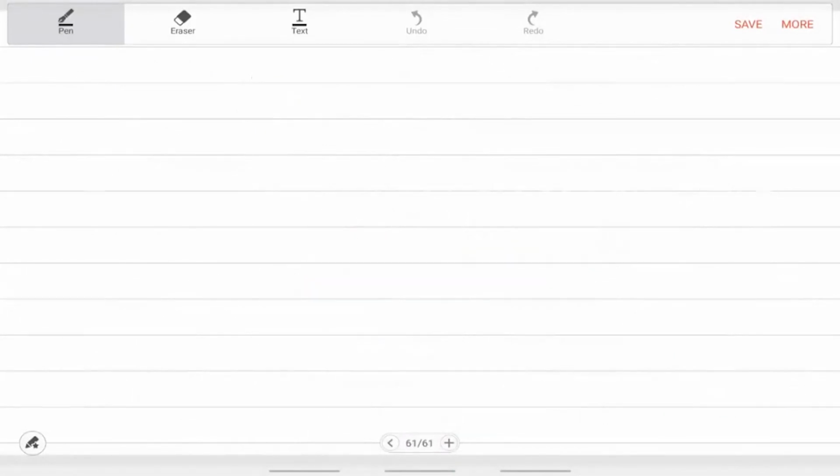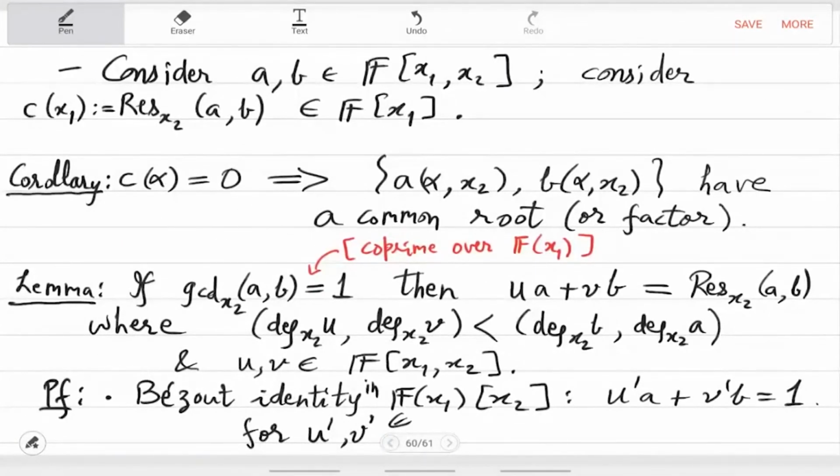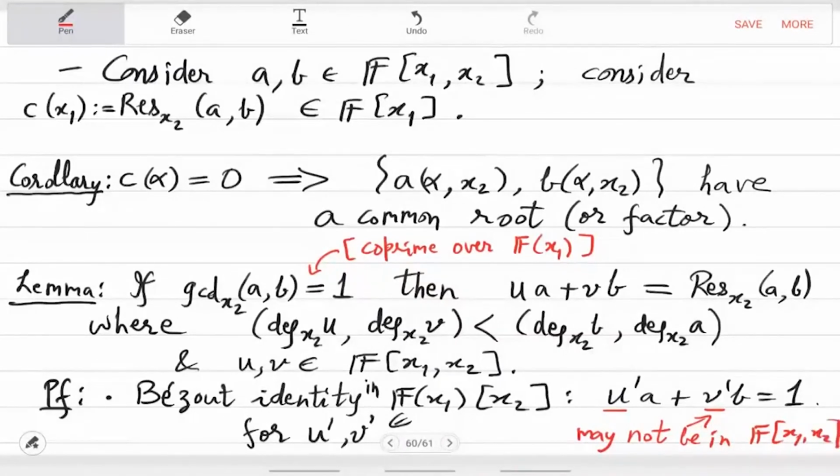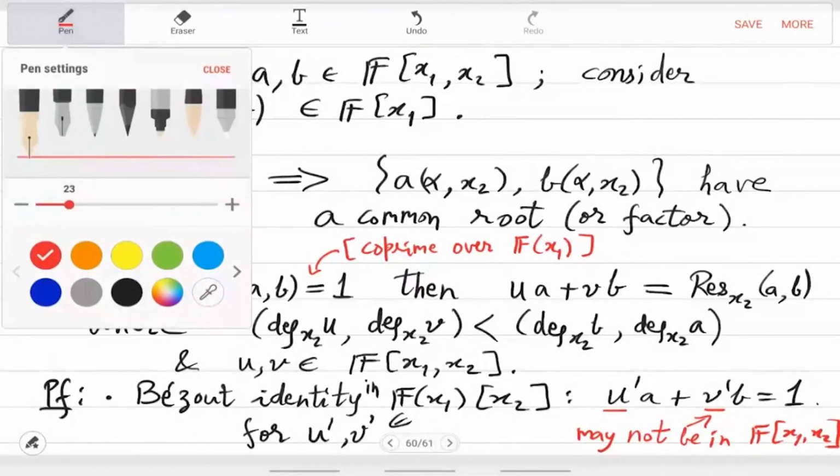Do you see that? Can you explain this part once again? Oh, this part is the GCD part. This is just invoking Euclid GCD for univariates. But u prime may not be a polynomial now. They may not be in F[x1, x2] because they are by definition only guaranteed to be in the field F(x1) with square bracket on x2. So, to make them polynomials you have to multiply by the denominator.